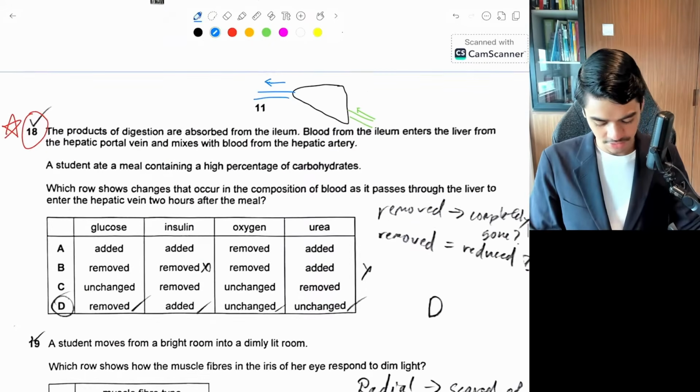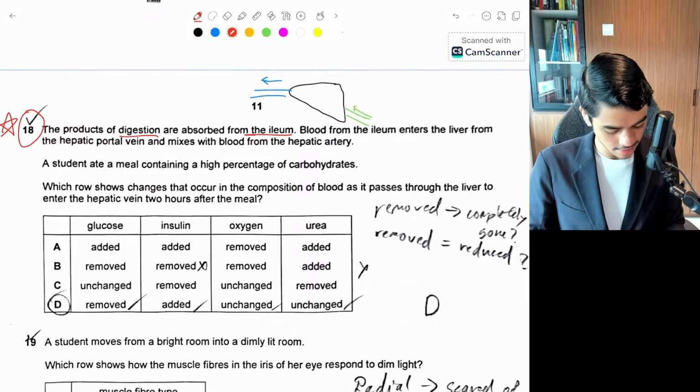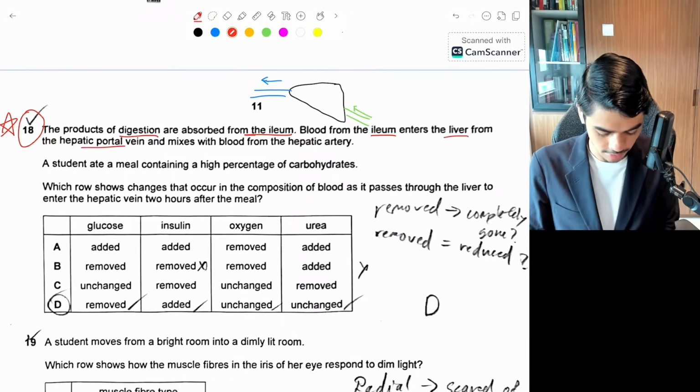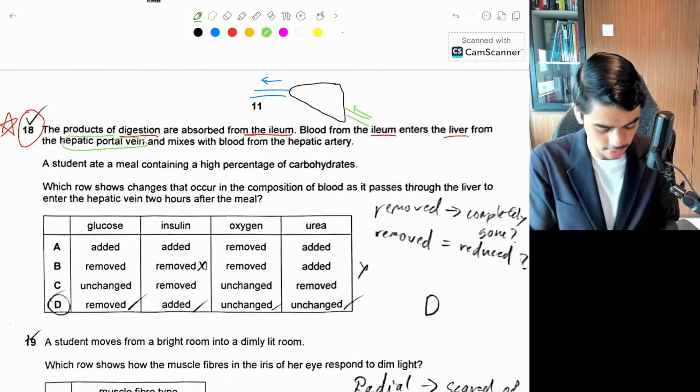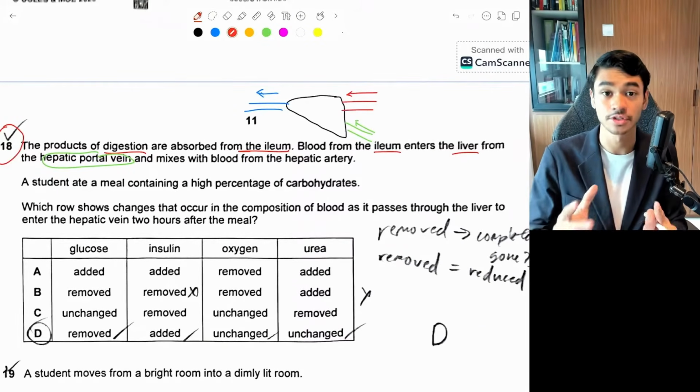Question 18. So products of digestion are absorbed from the ileum, which is a part of the small intestine. Blood from this small intestine now is full of nutrients, right? It enters the liver from the hepatic portal vein, which is the green one I drew here, and mixes with blood from the hepatic artery. Hepatic artery is here, right? It gives oxygenated blood to the liver.